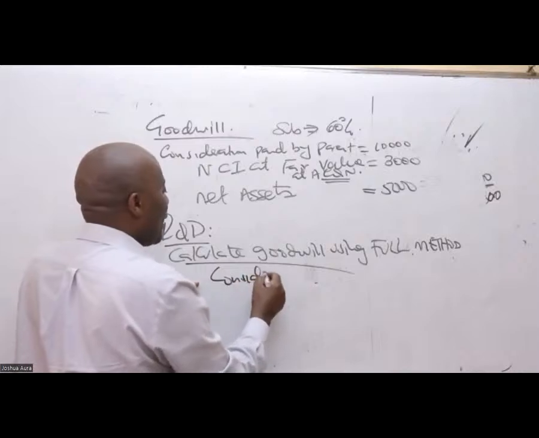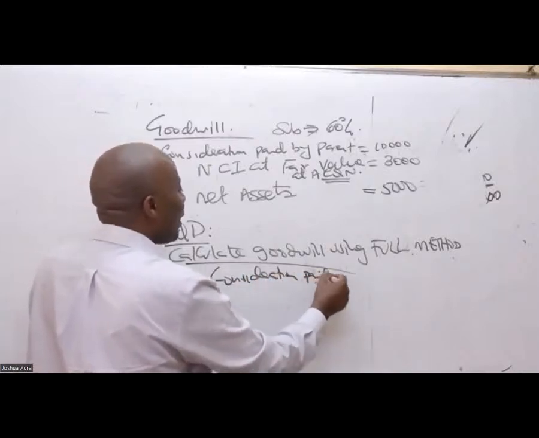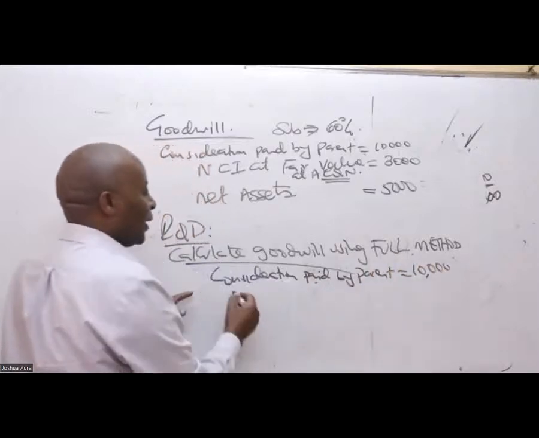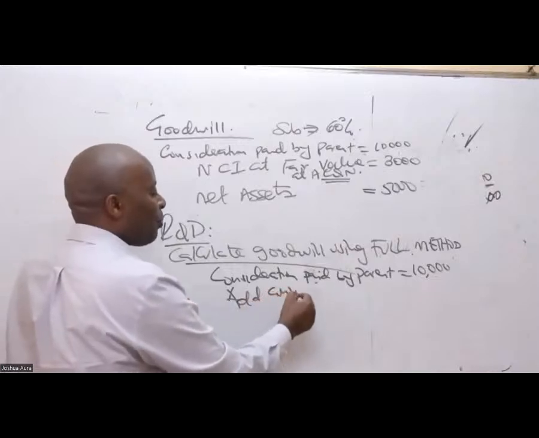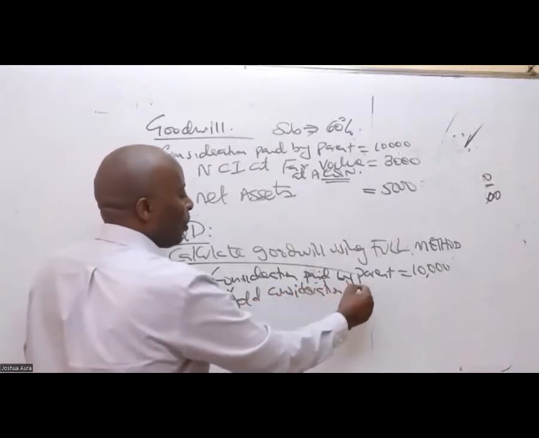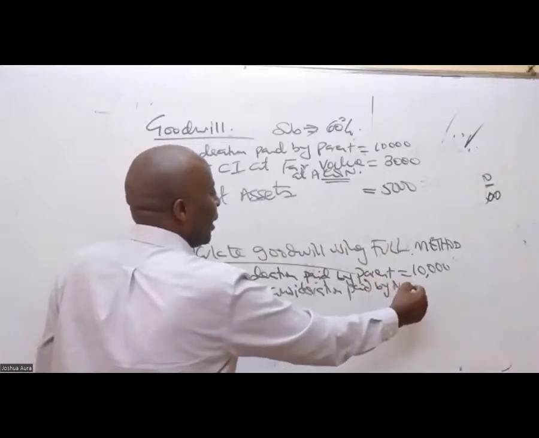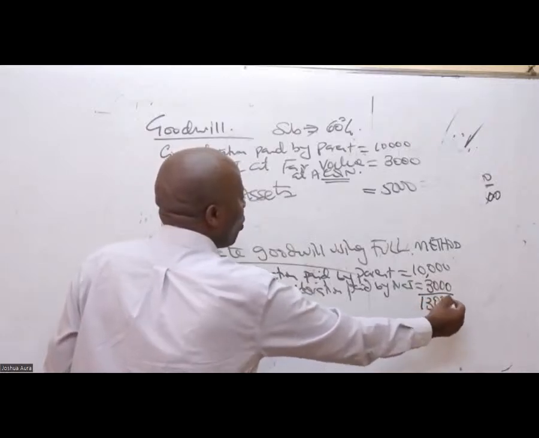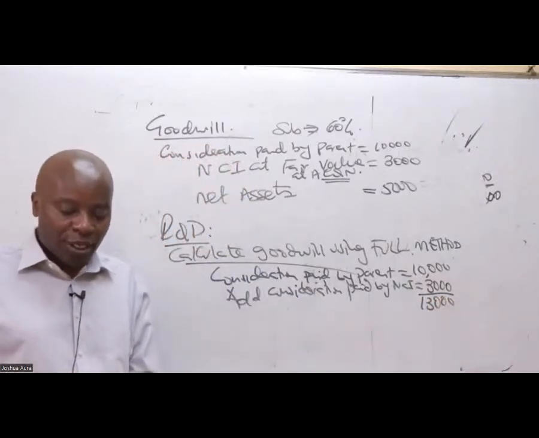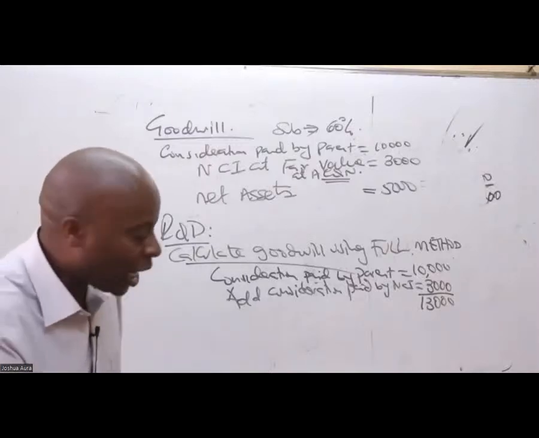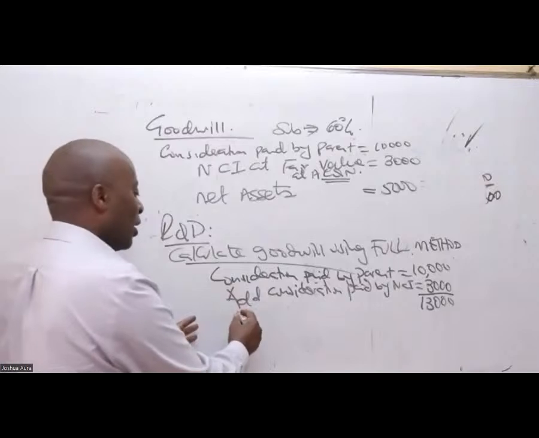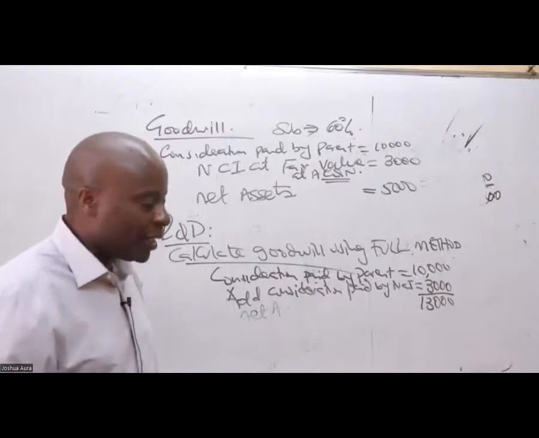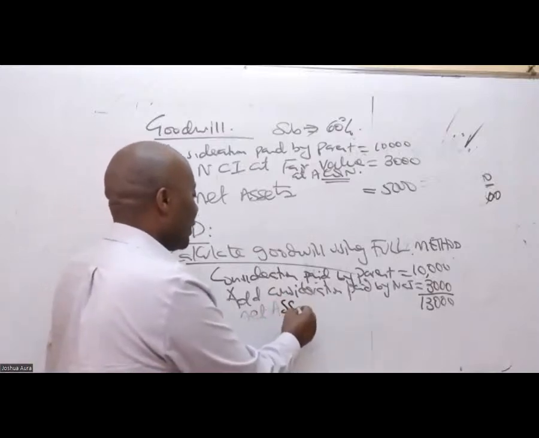come here, and they say consideration paid by parent, 10,000. And then I add consideration paid by NCI, which in this case is 3,000, to get full consideration. And once you get full consideration, then you come and subtract net assets in full.